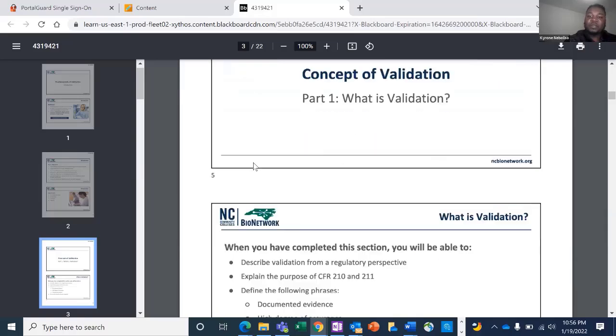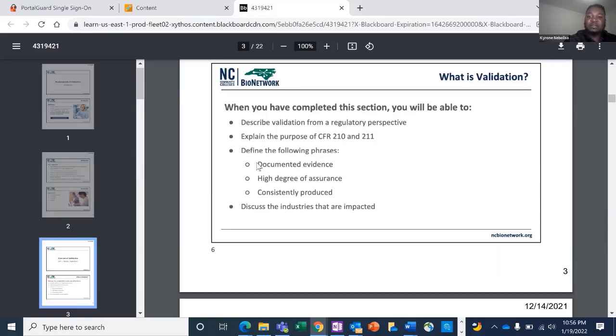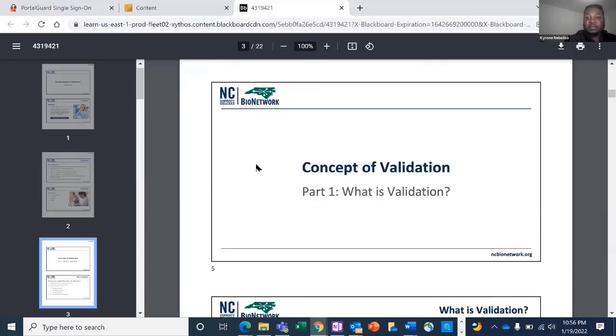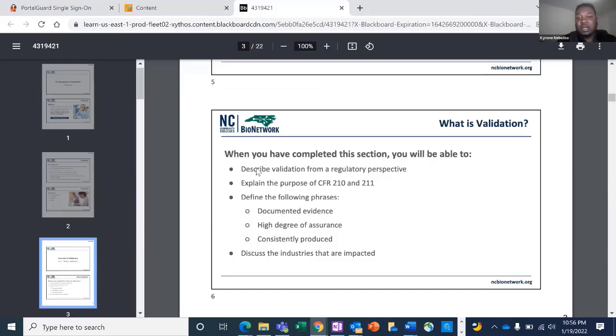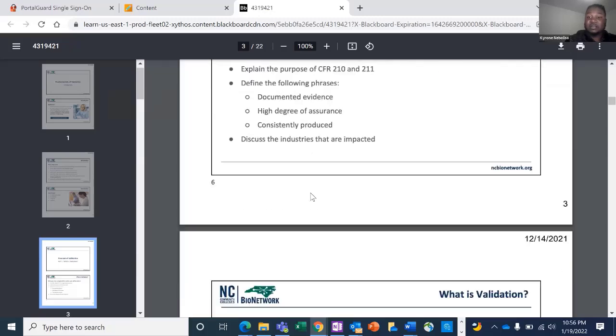So, what is validation? That is what we're going to cover today. When we complete this section, you'll be able to describe validation from a regulatory perspective. You'll explain the purpose of CFR 210 and 211, and you'll be able to define the following phrases: documented evidence, high degree of assurance, and consistently produced. And then we'll also discuss the industries that are impacted.